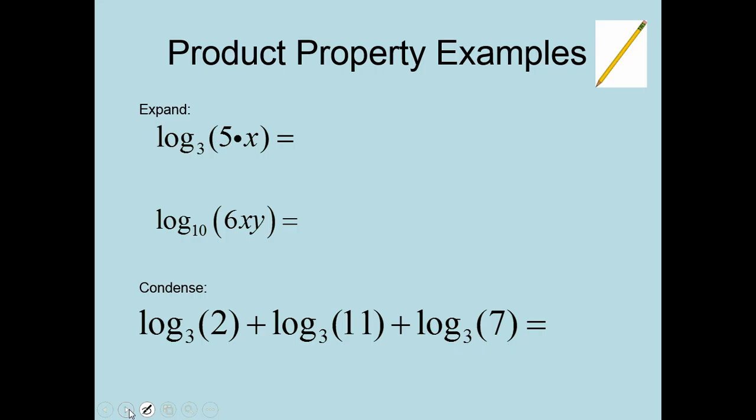So inside the first flap, this is product property examples. So this is us using that product property. So when we expand a log expression, we have the log base 3 of the quantity 5 times x. So notice we have multiplication going on in here. When we expand it out, we do so by turning it into addition. So we'd say I have the log base 3 of 5 plus the log base 3 of x. So the log base 3 of the first thing and the log base 3 of the second thing, expanded out with a plus sign, okay?